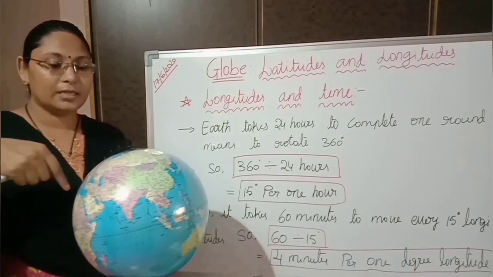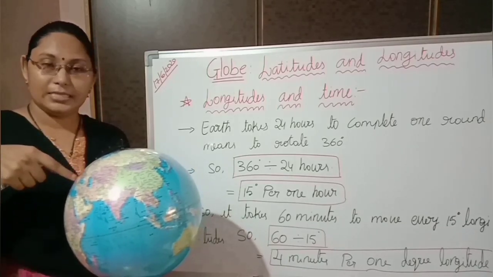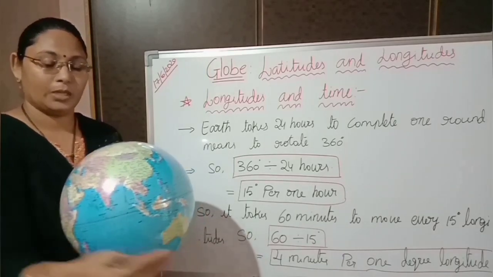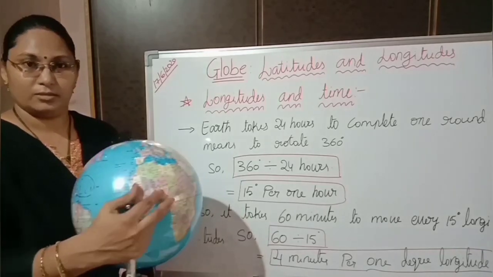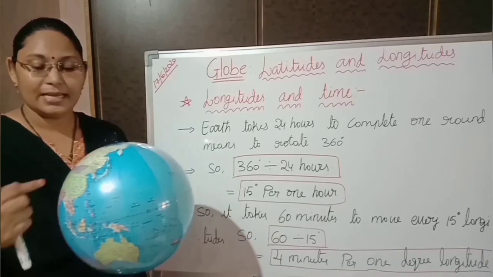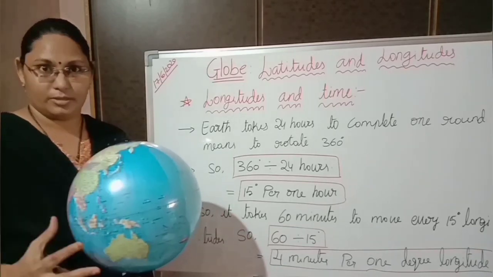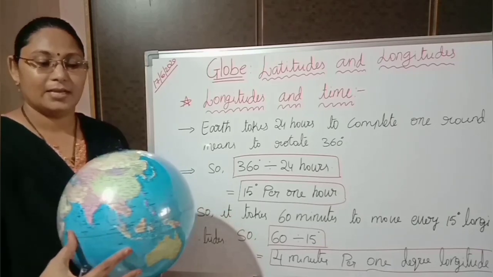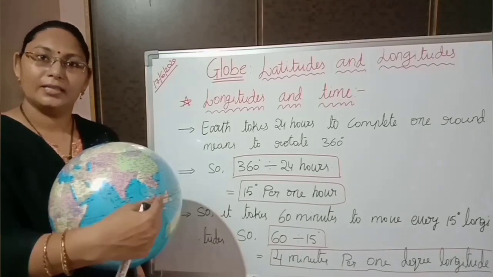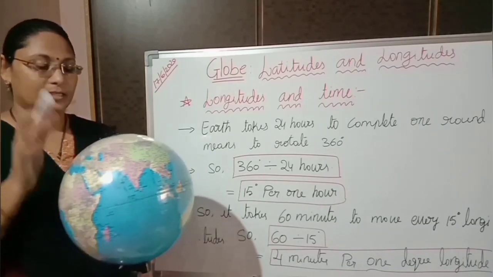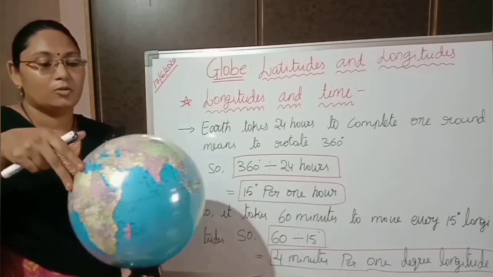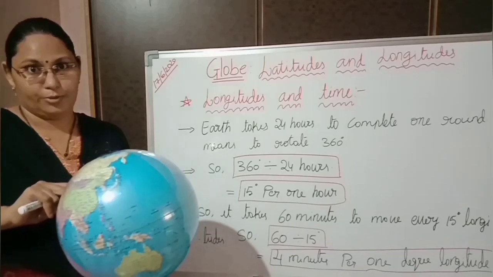So on the total earth we have 360 degrees of longitude. The earth moves from west to east, in this direction. When it moves like this, it is crossing longitudes, crossing from one longitude to another. So the earth takes 24 hours to complete the total 360 degrees of longitude.